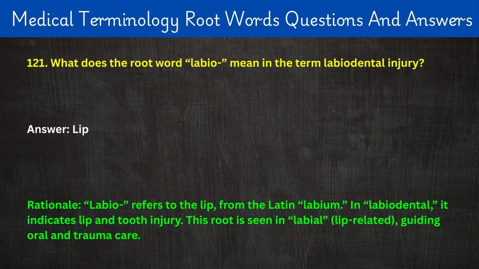121. What does the root word labio- mean in the term labiodental injury? Answer: lip. Rationale: Labio- refers to the lip, from the Latin labium. In labiodental, it indicates lip and tooth injury. This root is seen in labial, lip-related, guiding oral and trauma care.